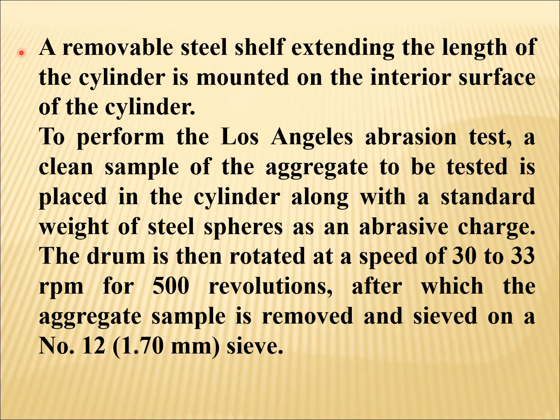A removable steel shelf extending the length of the cylinder is mounted on the interior surface of the cylinder. To perform the Los Angeles abrasion test, a clean sample of the aggregate to be tested is placed in the cylinder, along with the standard weight of steel spheres or balls as an abrasive charge. The drum is then rotated at a speed of 30 to 33 revolutions per minute for 500 revolutions, after which the aggregate sample is removed and sieved on a number 12 sieve.